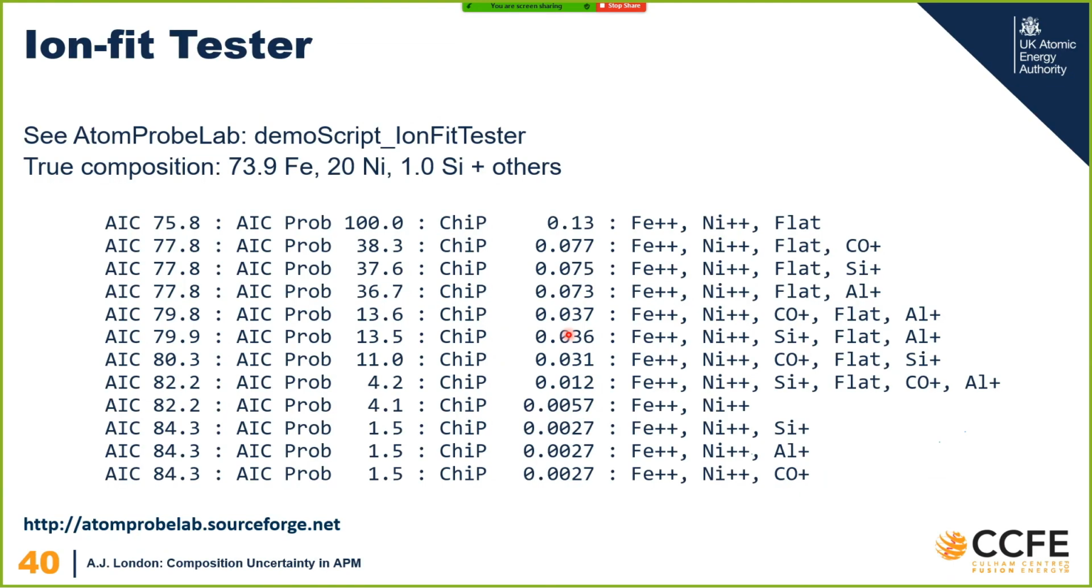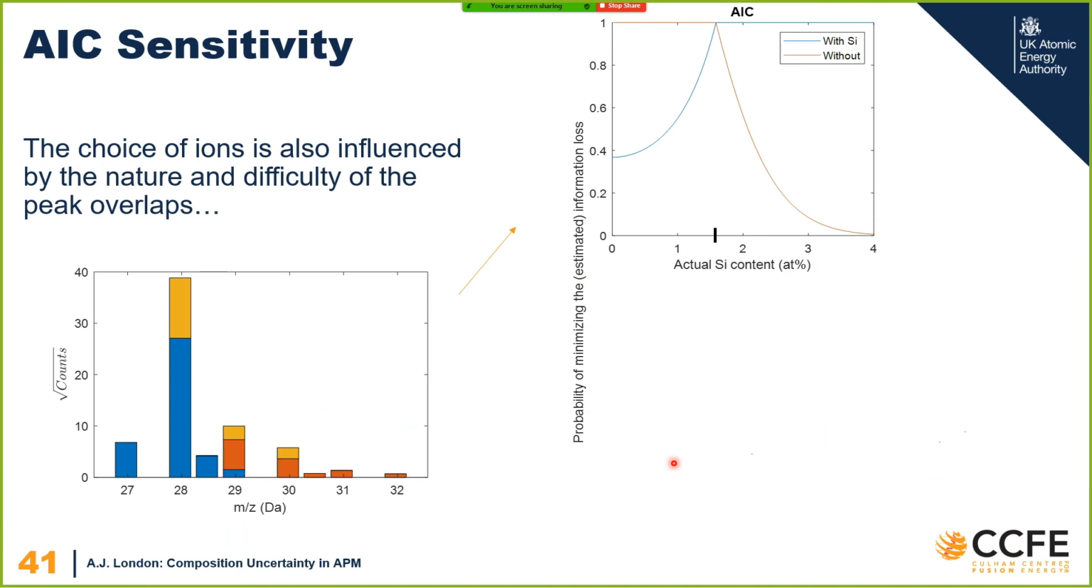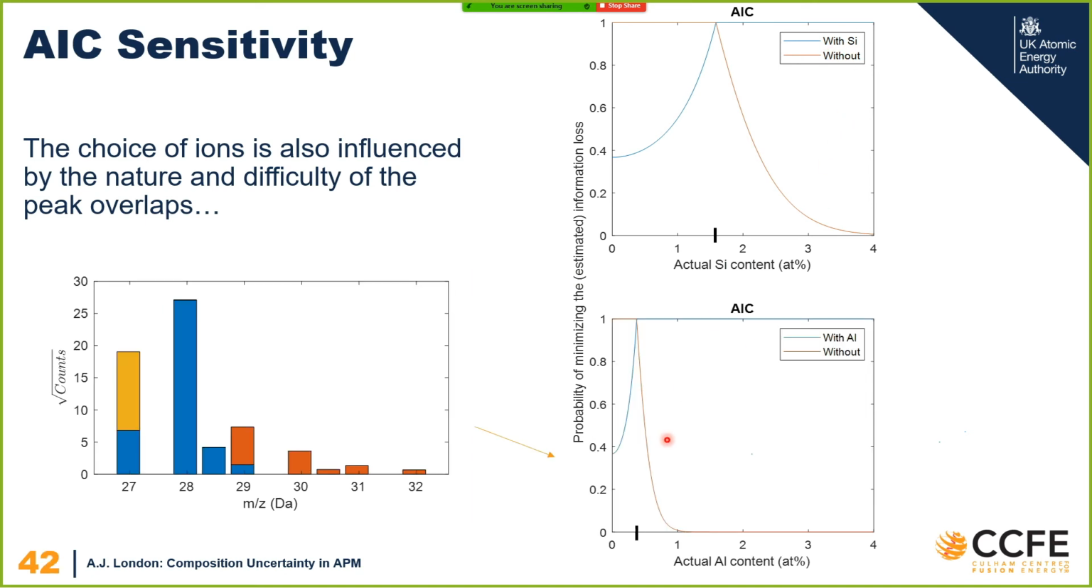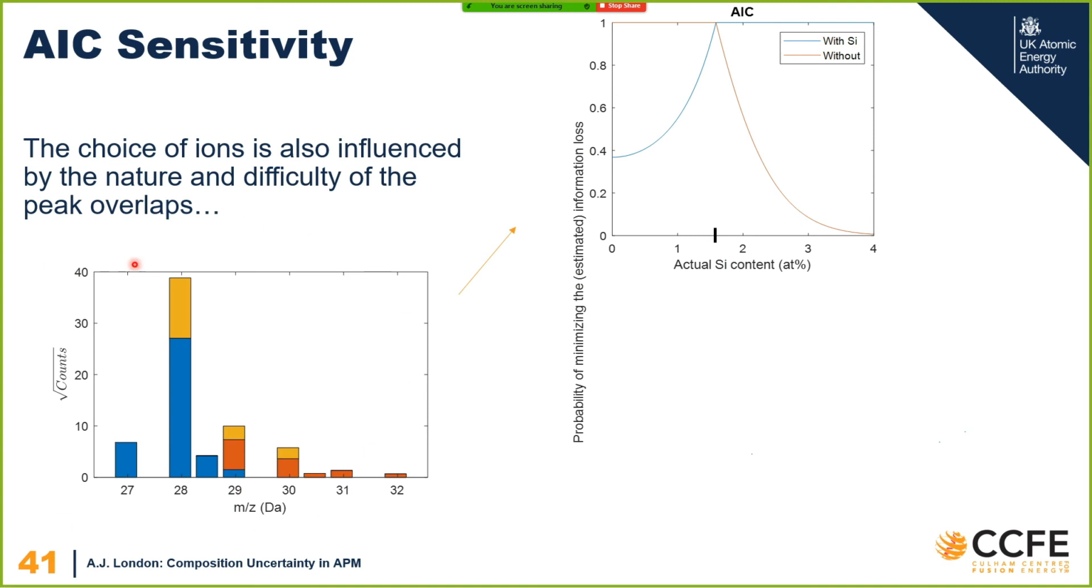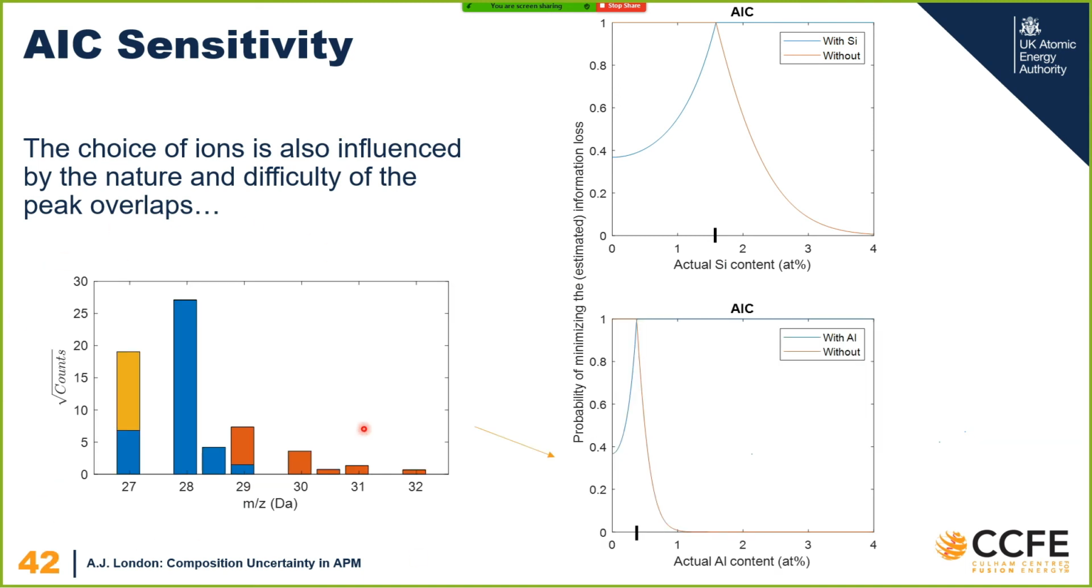Very quickly, just on the AIC, it has a kind of difficulty or sensitivity, and this is related to the overlap problem. So I'm banging on again about overlap problems. Silicon is harder to solve than, say, aluminium. So this is the plot: the abundance if we have silicon, and this is it with aluminium.